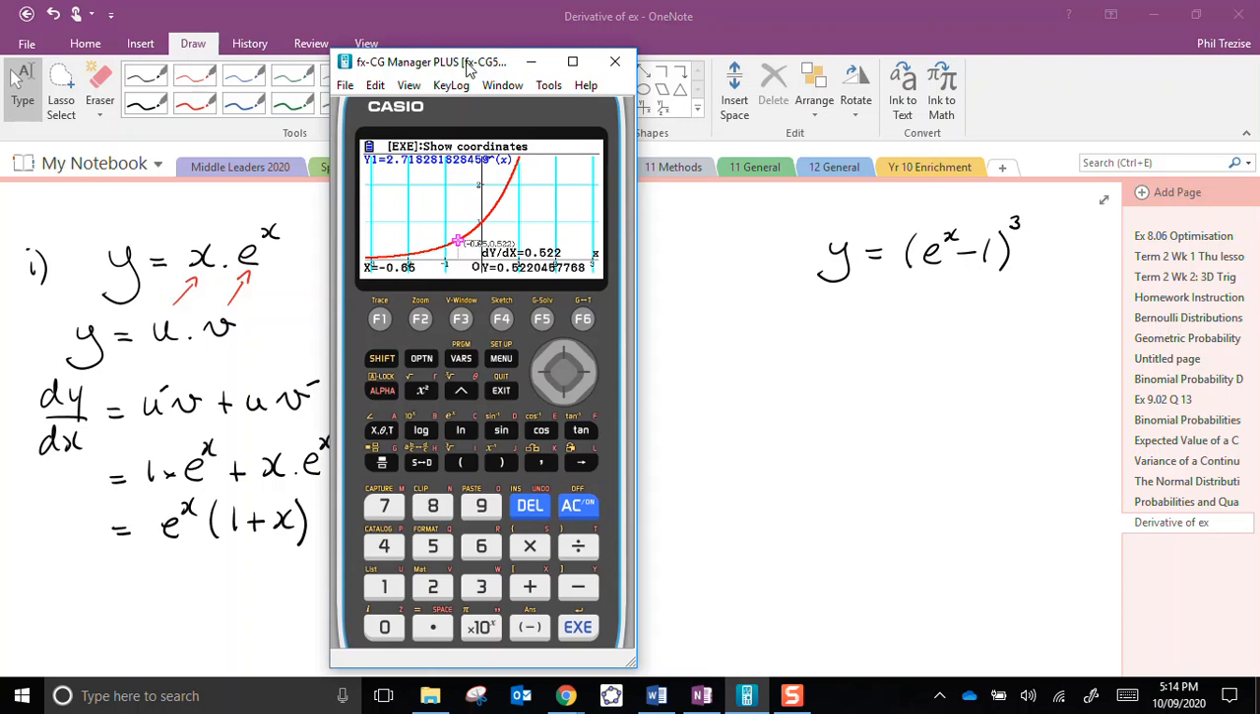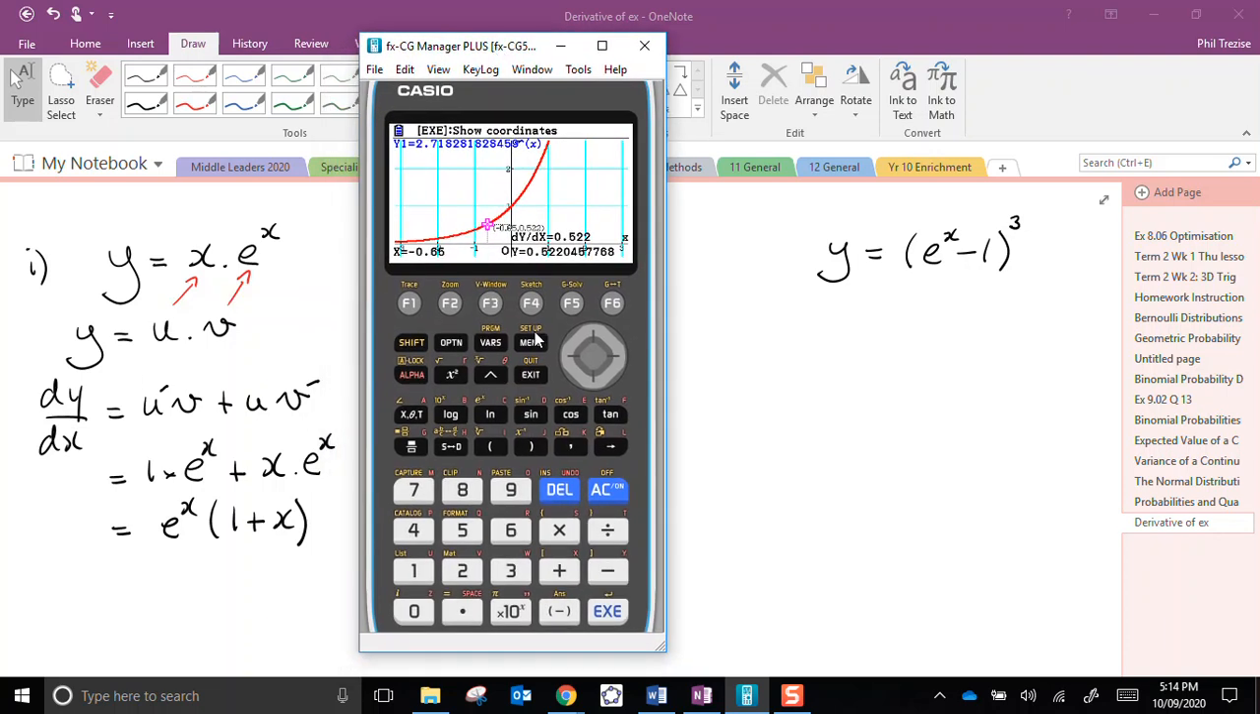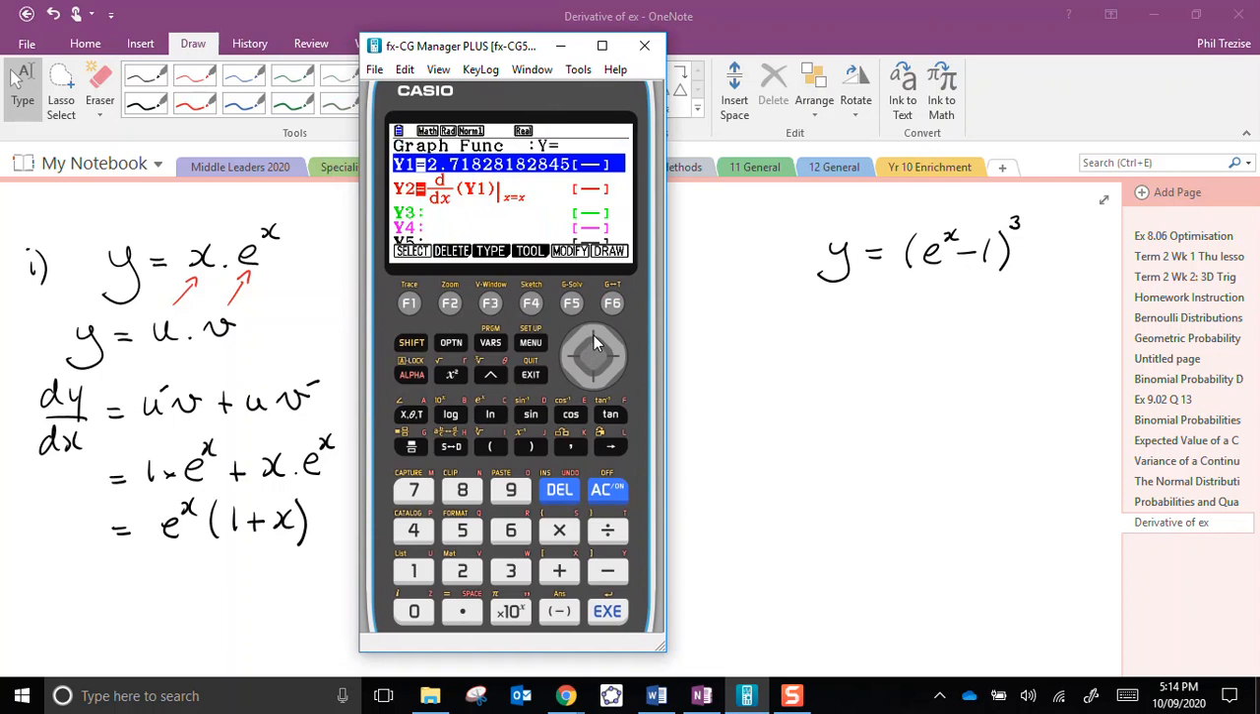Let's have a quick look at how we can use our graphic calculator to check that we got the correct result. So I'm on the graphing app here. Now I'll just need to type in my function, x multiplied by e to the power of x. Lovely. And for the second one here, the red one, I'll let the calculator find the derivative of that function for itself, so I'll know what the actual derivative function looks like. And for the third one here, the green one, I'll type what I think it should be, e to the power of x by 1 plus x.